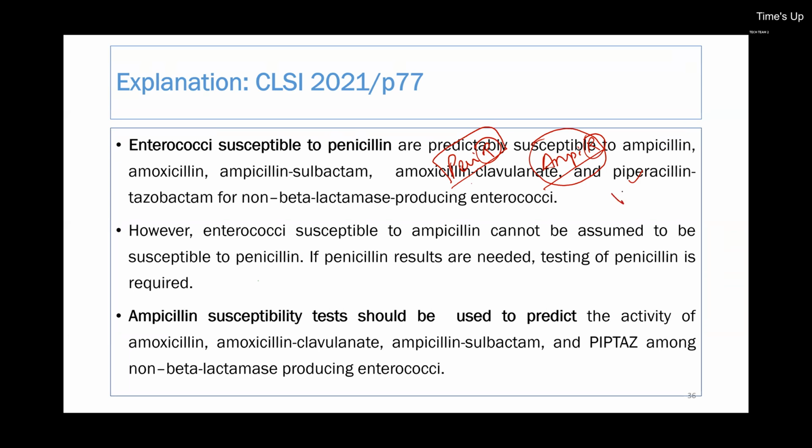In places where we are using Vitek or automated systems, they do penicillin MIC, but they don't do ampicillin testing. So if your Enterococcus faecalis is coming as penicillin resistant, it doesn't mean it is also resistant to ampicillin. If your lab and situation permit, it is always advisable to additionally test for ampicillin. A simple disc diffusion test of ampicillin is enough. There are occasions in which penicillin can be resistant and ampicillin can be susceptible as well as therapeutically effective.